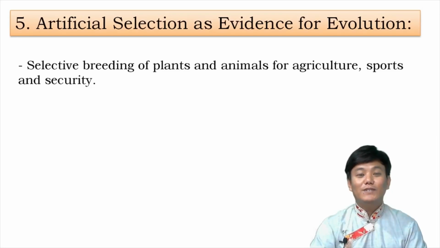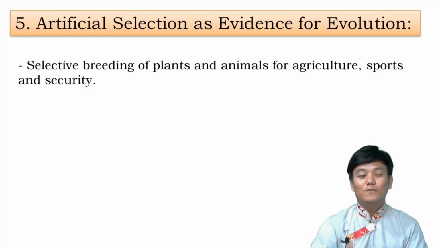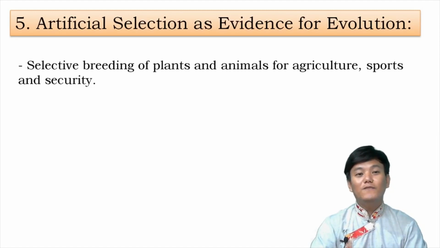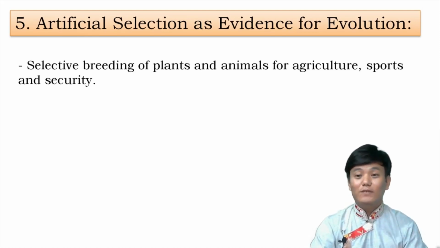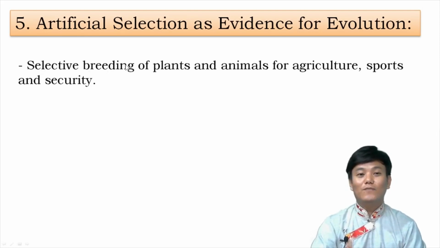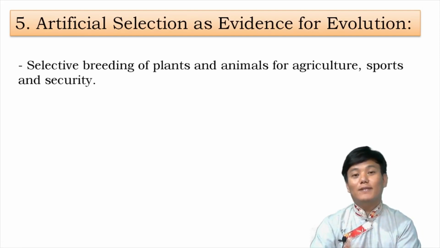Artificial selection is the fifth evidence for evolution. So what do we mean by artificial selection? Human beings, throughout history, have been performing selective breeding of plants and animals for our own needs, like for agriculture, for sports, for security. So the selective breeding process is nothing but artificial selection in action. We are the ones who are selecting different varieties of plants and animals.